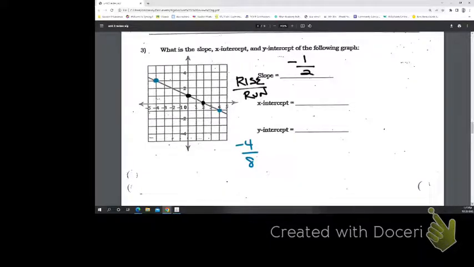And then the x-intercept is just where it's crossing the x-axis: 2. The y-intercept, it's crossing the y at 1. Please don't forget that if the line is going down from left to right, like this one is, then the slope is negative, as we can see.